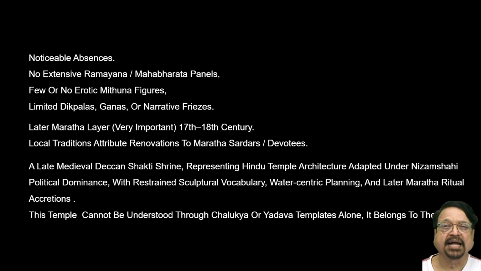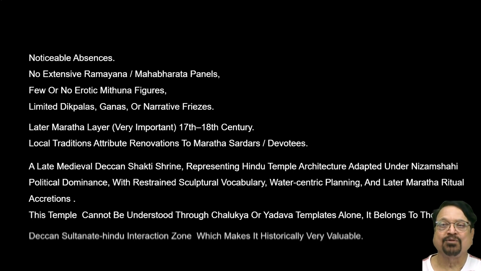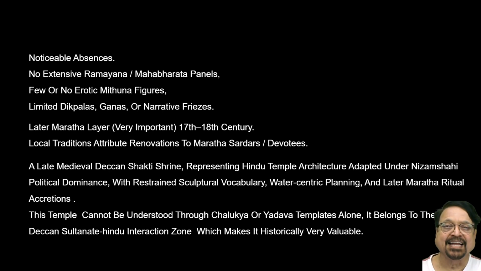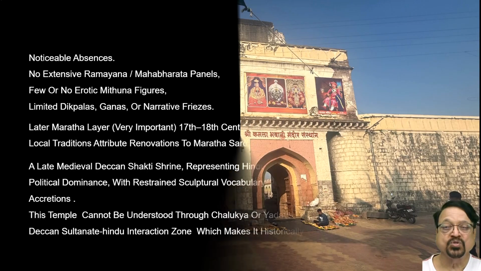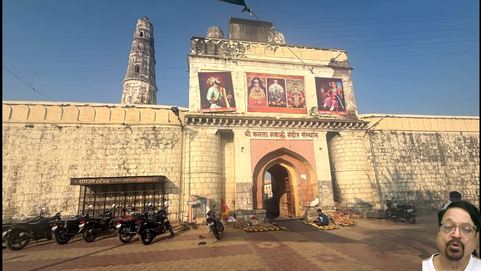This temple cannot be understood through the Chalukyas or the Yadava period temples alone. You will have to find out a typical style developed around these temples in this area. They are called the Deccan Sultanate Hindu Interaction Zone, which makes it historically valuable. And for those who want to study, I'm going to tell them each and every step, how it differs, what the specialities are. Now if you see this portion, this is the entrance.